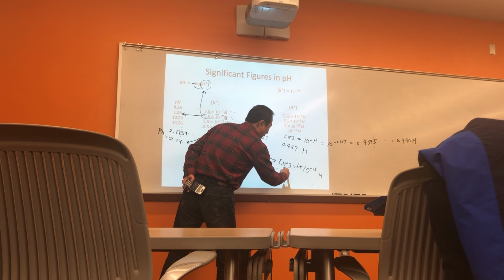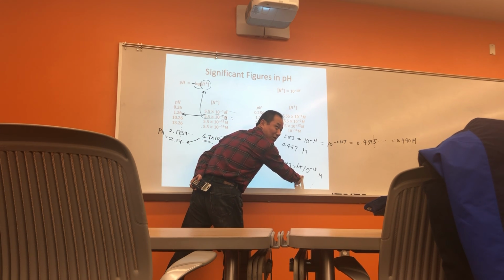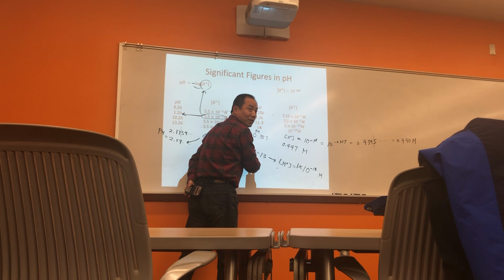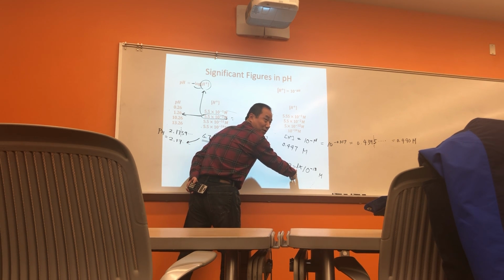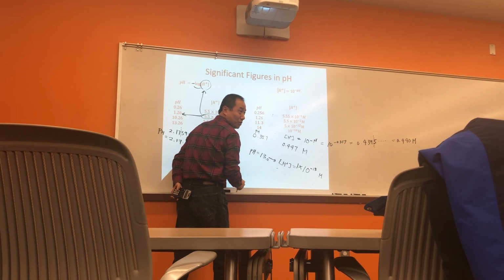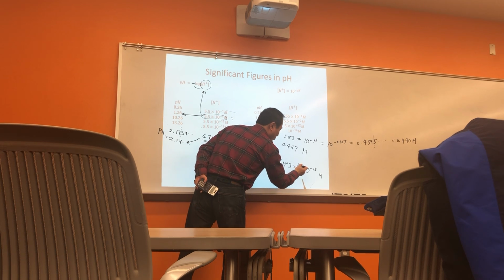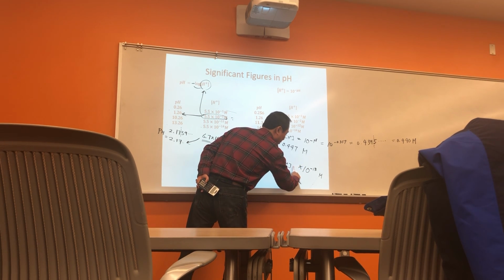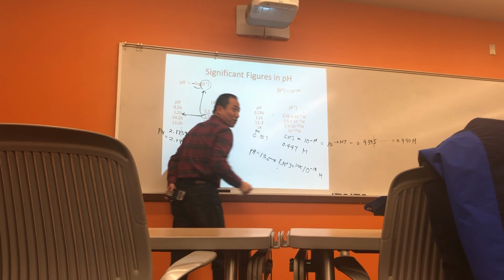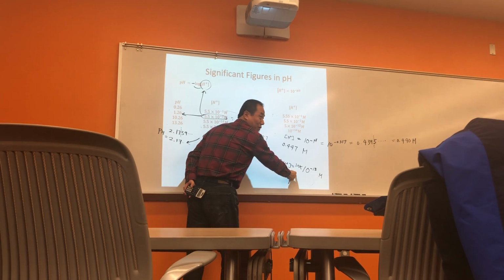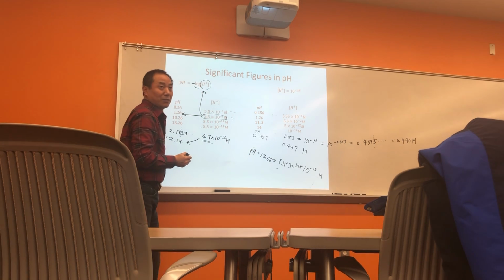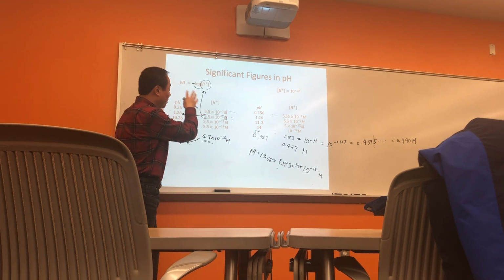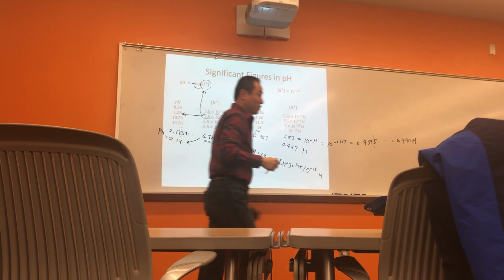What if your hydrogen concentration is this? How should you write pH then? 13.0. Why? Because there is one sig fig. You have to say 13.0. And then if your concentration is 1.0 times 10 to the minus 13, there are two sig figs here, right? We're going to write 13.00. So that's how you do sig figs in pH and concentration.